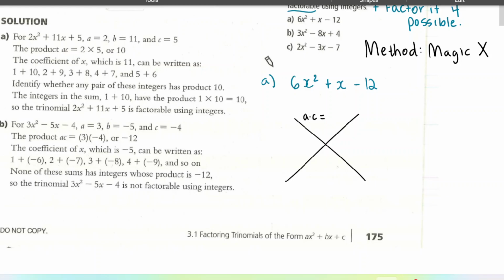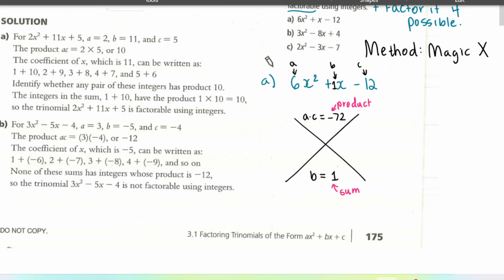So a times c here, remember this is a, the leading coefficient in front of x squared. B here is 1, and c is negative 12. So 6 times negative 12 is negative 72, and b would be 1. So I'm looking for two numbers where the product, or they multiply to negative 72, but their sum is 1. So we can guess and check a bunch of numbers.